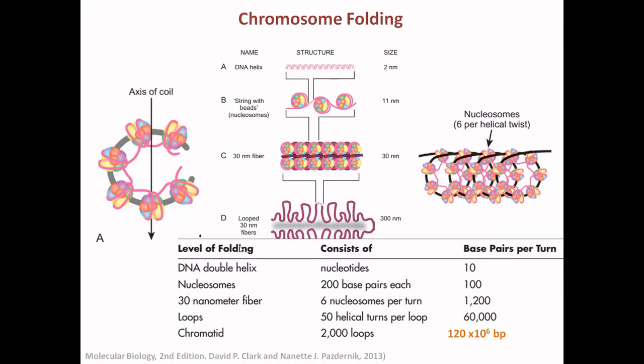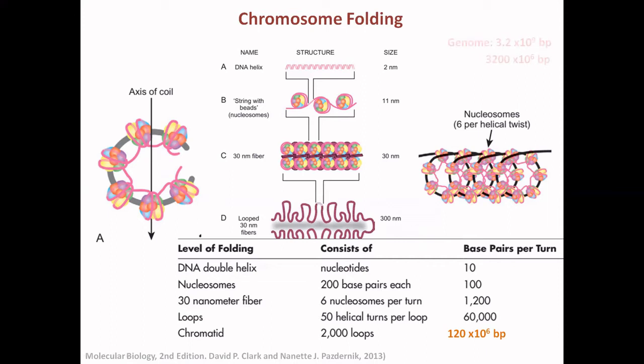Then in the loop that arranges itself around a central scaffold protein, there are 50 helical turns per loop. So 50 times 1200 equals 60,000 nucleotide base pairs. And in one chromatid, there are 2000 such loops. So 60,000 times 2000 equals 120 billion base pairs. So one chromatid has 120 billion base pairs.